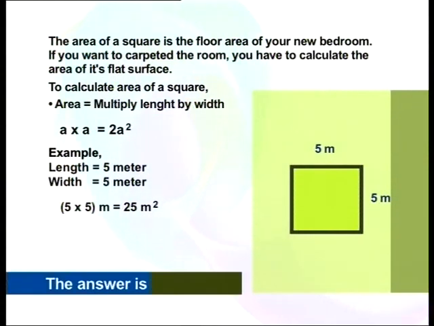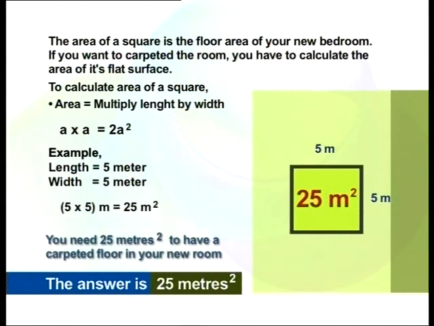The answer is 25 meters square. So you need 25 meters square to have a carpeted floor in your new room.